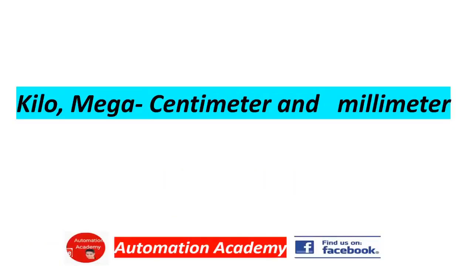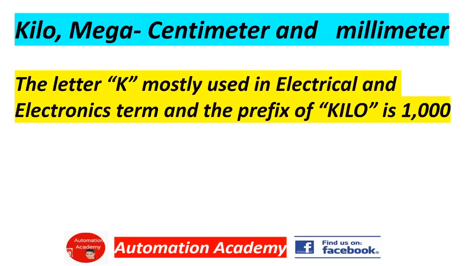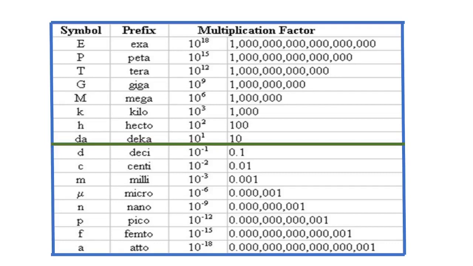Our next topic is kilo, mega, centimeter, and millimeter. The letter K is mostly used in electrical and electronics terms, and the prefix of kilo is 1000. We have here a sample of symbol, prefix, and multiplication factor.